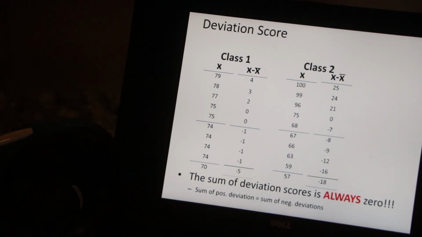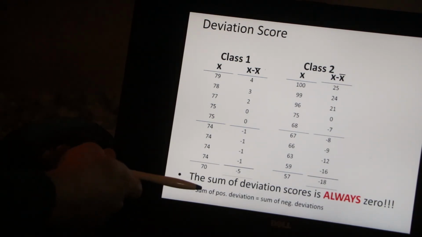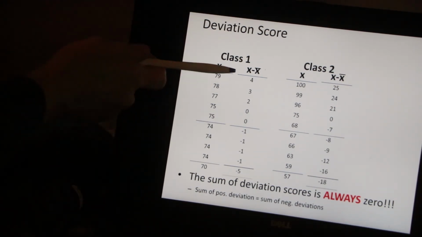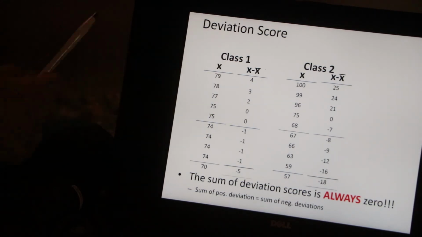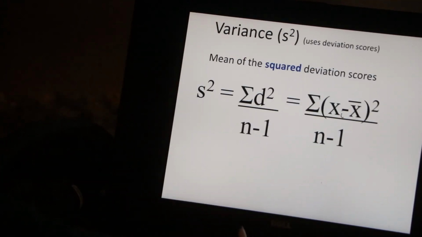The mean's the center. Some scores are going to be above it, some scores are going to be below it. So if you add up the differences between the mean and every score, it's always going to be 0. So that is basically saying the sum of all of the positive deviations plus the sum of the negative deviations are always going to be 0.